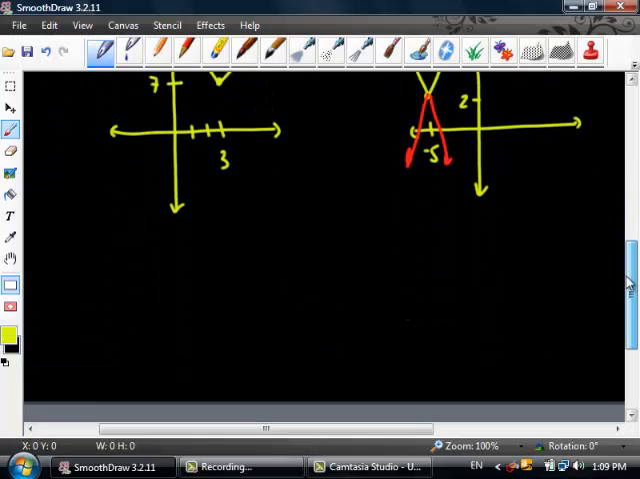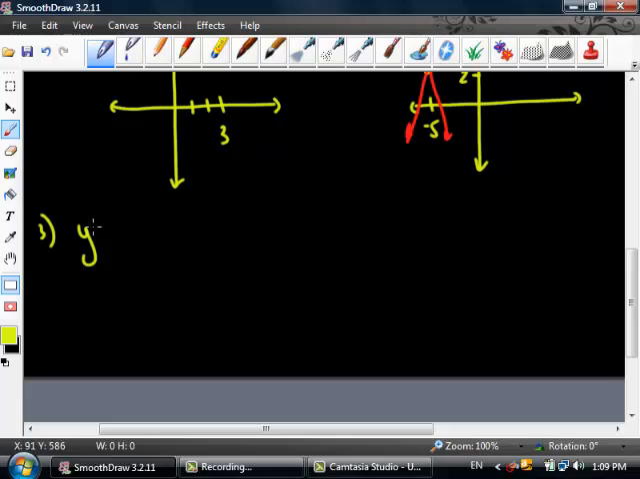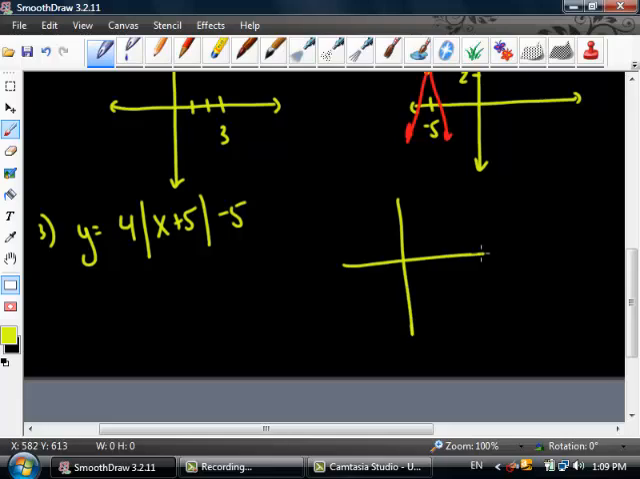Aaron, you ready? Because the next one's for you. Y equals, Joshua, give me a number, please. 4. Negative or positive? Positive. Absolute value of x. Kiyomi, give me a positive number or a negative number. I don't care. 5. Positive or negative? Positive 5. Let's see. Luke, give me a positive or negative number. Negative 5. Okay, Aaron, this one's yours. Which way is it going on the x-axis? Negative 5. To the left 5. Whoops, that's to the left 1. To the left 5.